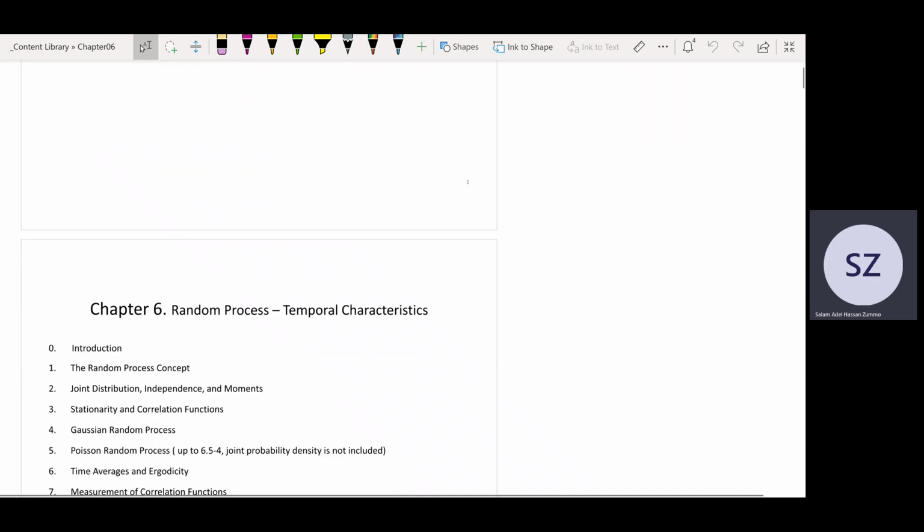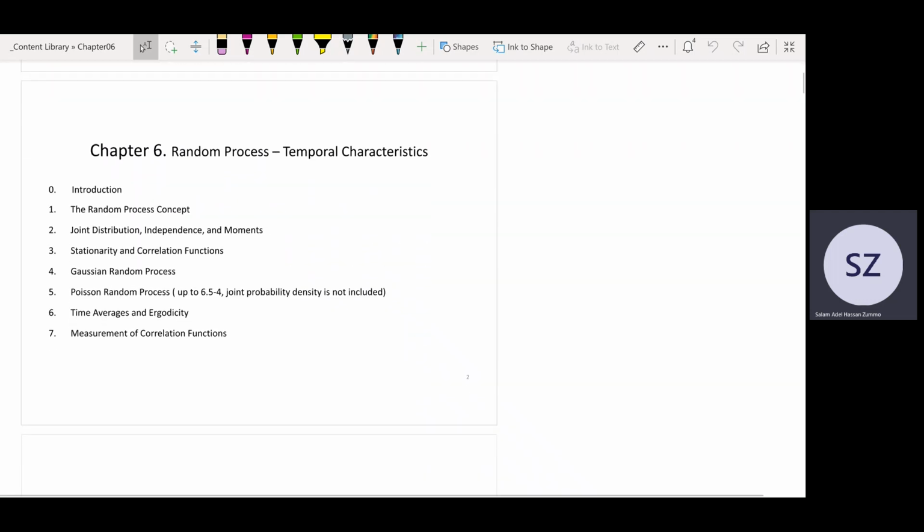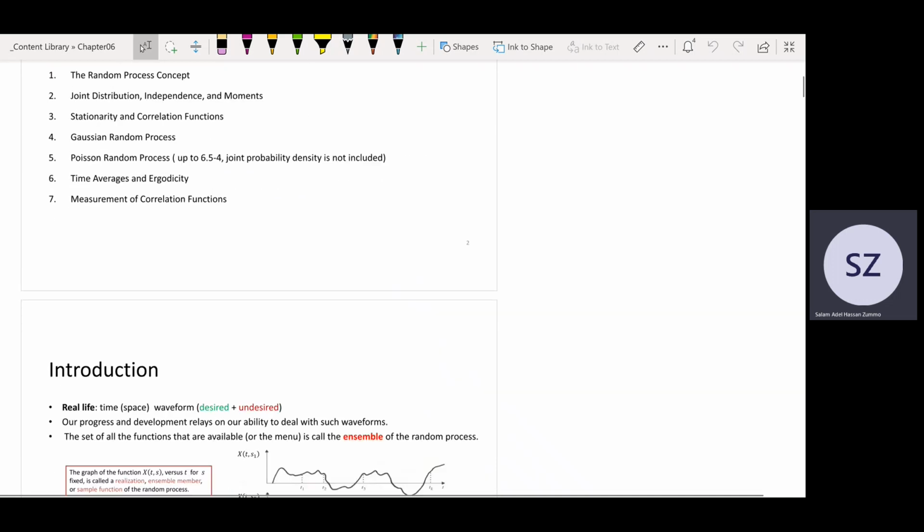In this chapter, we'll talk about several topics. First of all, introduction, then talk about the random process. We define the joint distribution, the concept of independence, the moments. We define new concepts about stationarity, correlation function, Gaussian random process as usual. We will not talk about the Poisson random process. And we'll talk about the time averages and the measurement of correlation. So this is roughly the rest of topics.